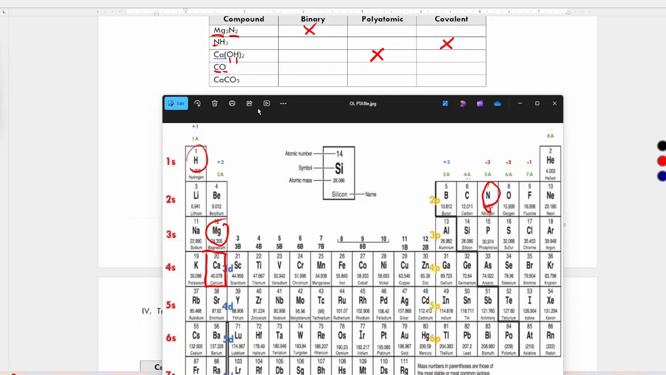Carbon and oxygen. I know for sure oxygen is a nonmetal. And we just talked about how carbon is a nonmetal. Two nonmetals makes it covalent. All right, again, calcium right here. We know calcium's a metal, so it's ionic. Is it binary or is it polyatomic? Well, I've got calcium and carbon and oxygen. So I've got more than two things. That makes this polyatomic. That's actually called carbonate, CO3, carbonate, a very common polyatomic ion.